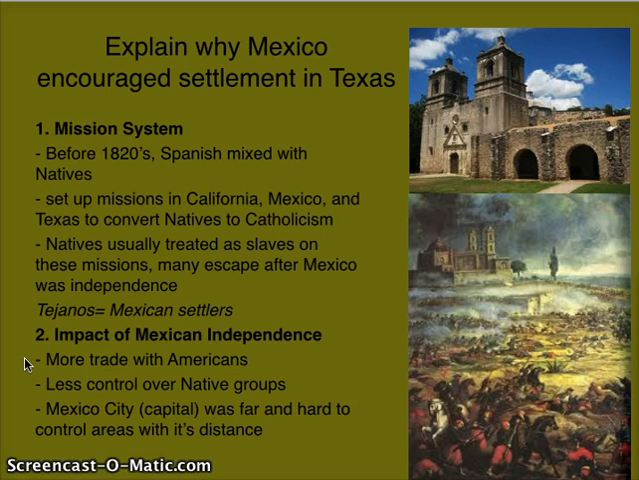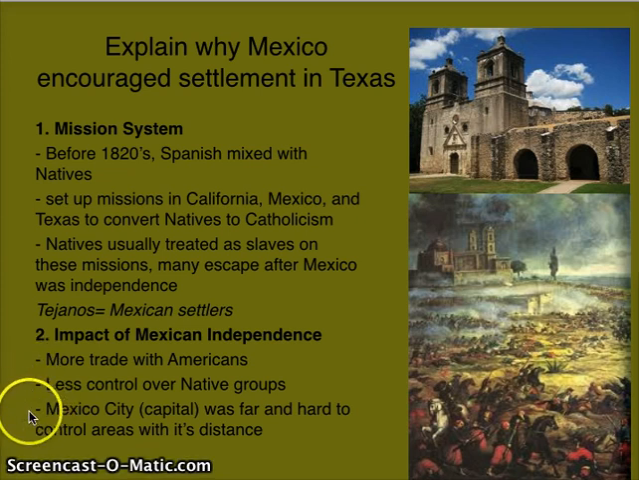That is why when we think of the Santa Fe Trail, a lot of Americans are going to Santa Fe, which is Mexican territory, and trading. But one thing they start to realize when they have their own country is they have less control over native groups. So many of these native groups who were slaves or sort of forced to be Christians for many, many years, they are now angry, and they're taking that anger out on this sort of new country.